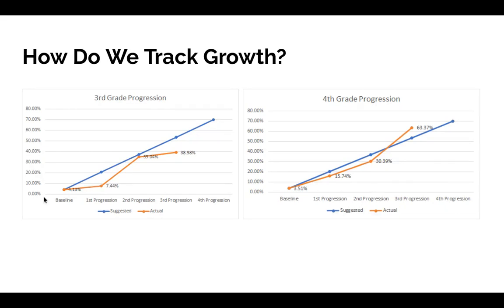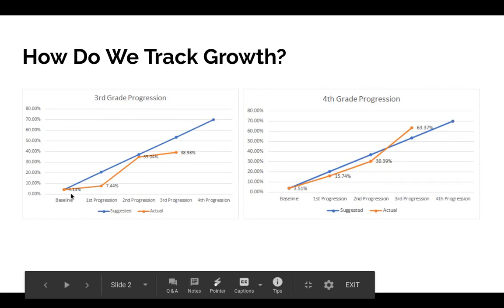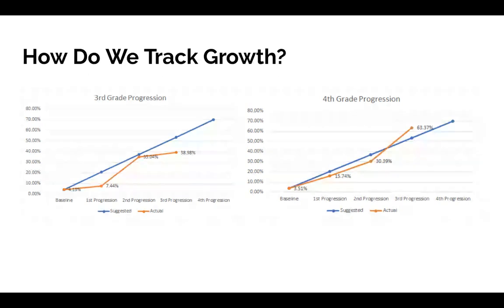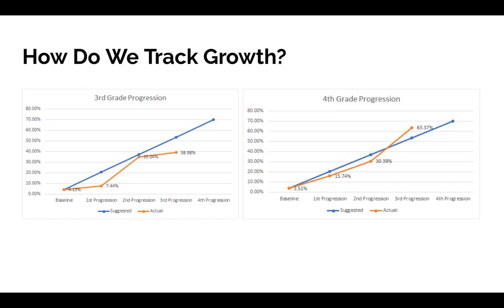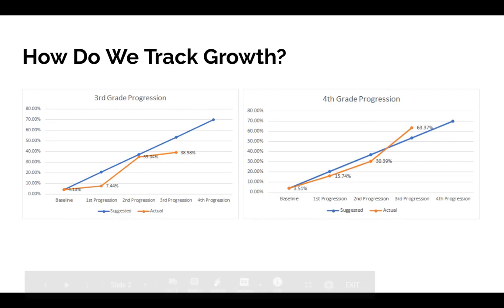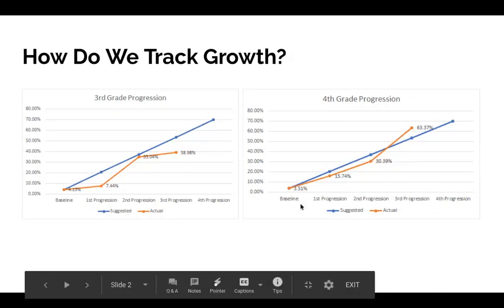For that period, our 3rd graders were showing that just over 4% of the children were showing proficiency in meeting the grade level standards. That's not surprising to us to have a low number to start the school year because we really haven't had a chance to teach them all of those things just yet. Similarly, for 4th grade, you can see just over 3.5% of the students are showing proficiency during our baseline measure.